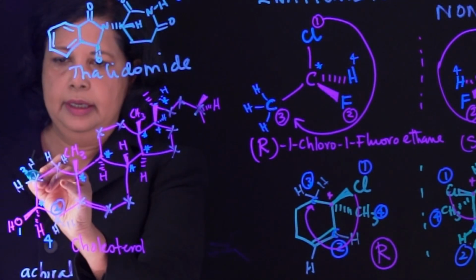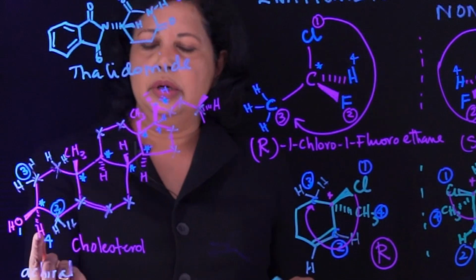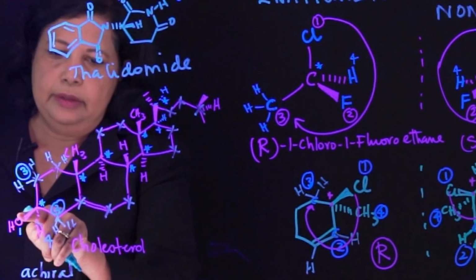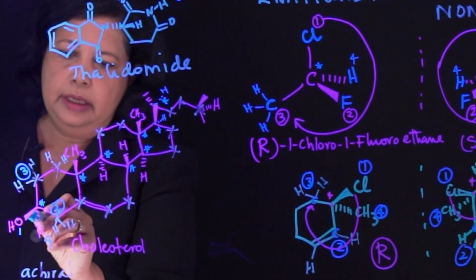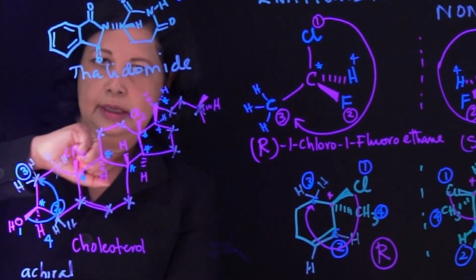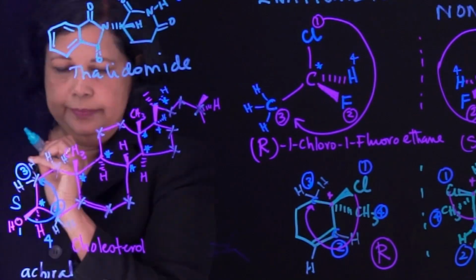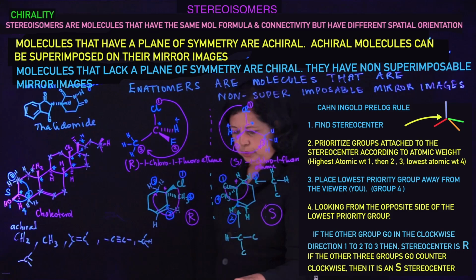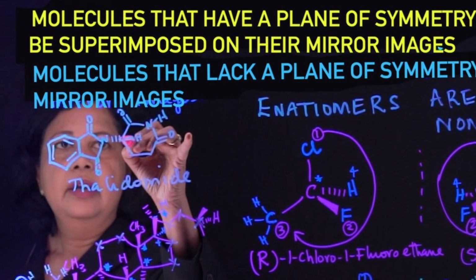Then 3. Okay. So here 4 is already away from me because it's on a dash. I don't have to rotate it. And if I go 1, 2, 3, it's going left turn. That's S. So that's one way to do R and S. Let's just do our thalidomide before we are done for the day.